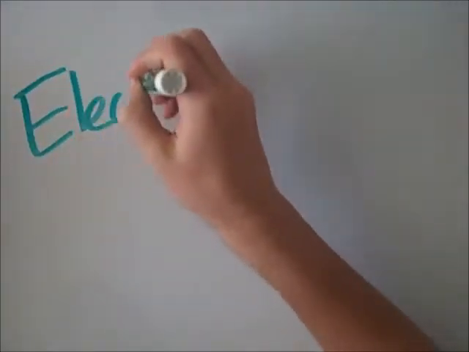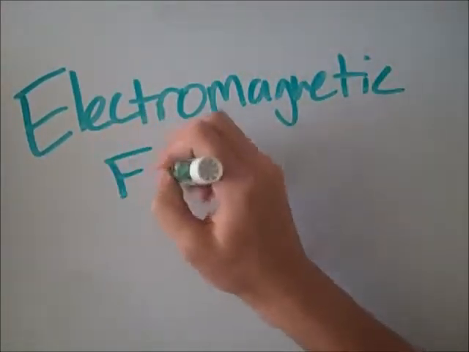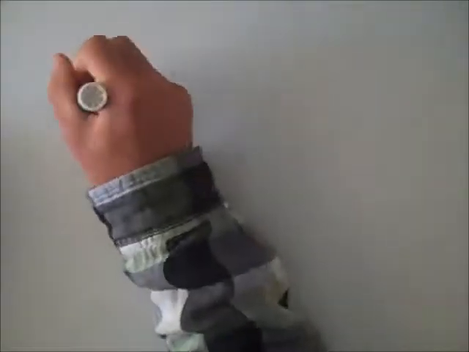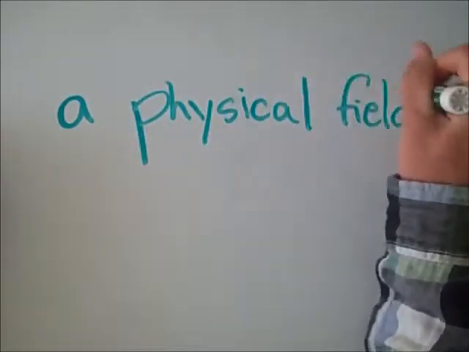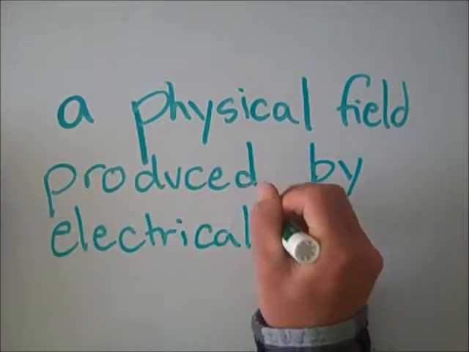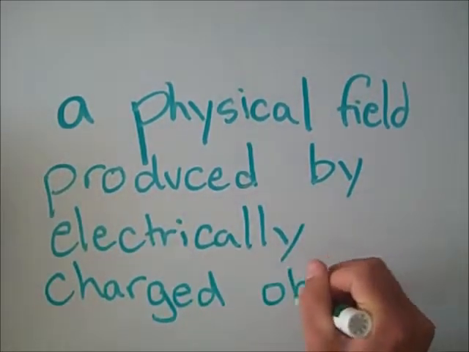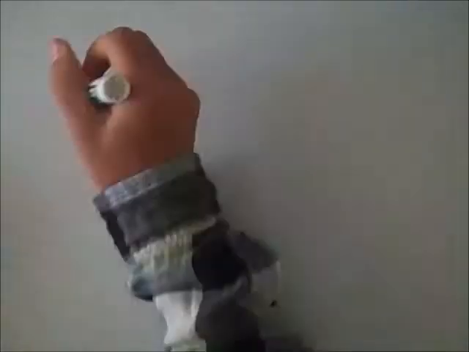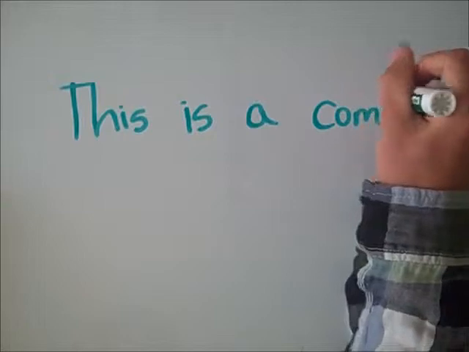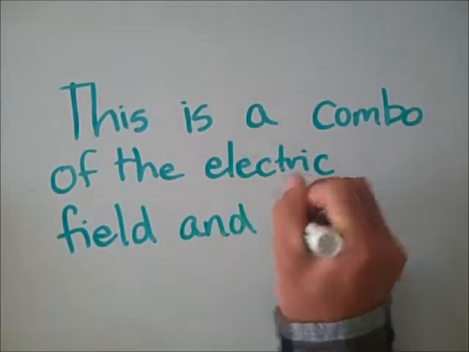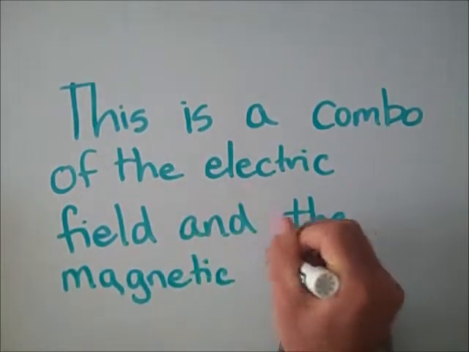Second part of our series is electromagnetic fields, part 2. Now, electromagnetic fields are kind of hard to get your head around. They involve a lot of new words, but basically it is a physical field, and this is as defined on Wikipedia, produced by electrically charged objects. That's kind of hard to get your head around immediately. So this is basically just a combination of the electric field and the magnetic field produced by magnets and a moving current.